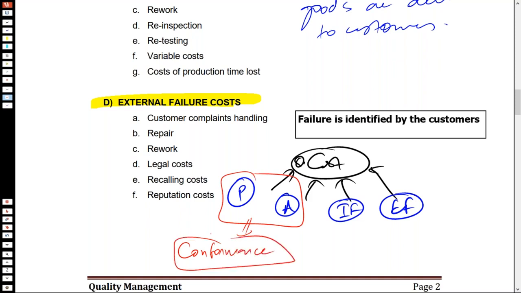So if you are conforming to the quality standards, these are the costs that you would incur, and these are the costs of non-conformance. Wherever you are non-conforming to the quality standards, you would be incurring these costs. I repeat, whenever you are non-complying with the quality standards, you would be incurring these costs.